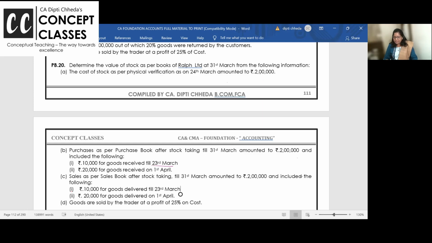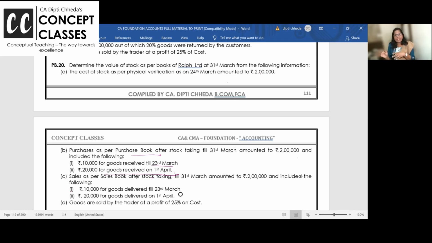20,000 for goods received on 1st of April. So 20,000 are the goods which are received on 1st of April. So they will not be there. If you want to take physical stock, you will not take. But if you want to come to value as per books, you will take it. I hope you are getting. Listen carefully again. Some goods you have purchased, but they are received on 1st of April. So they are not there physically.